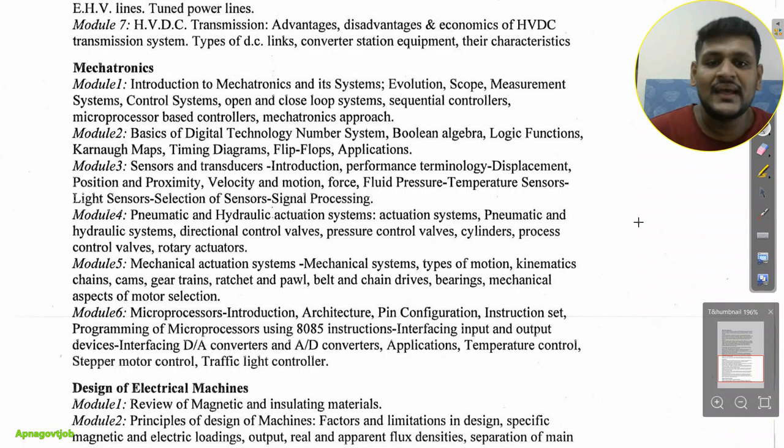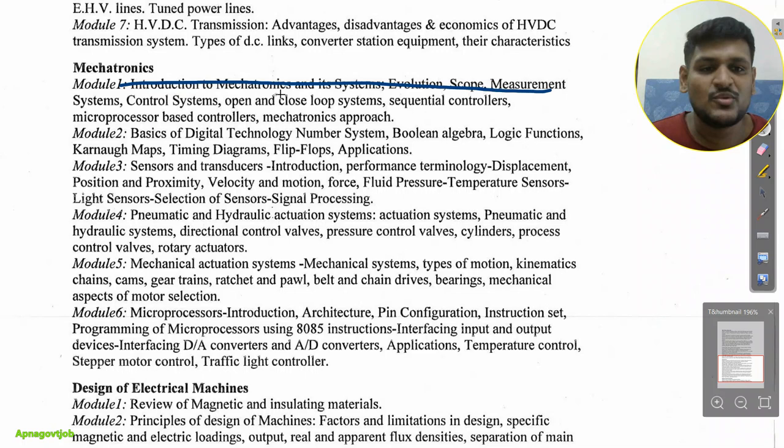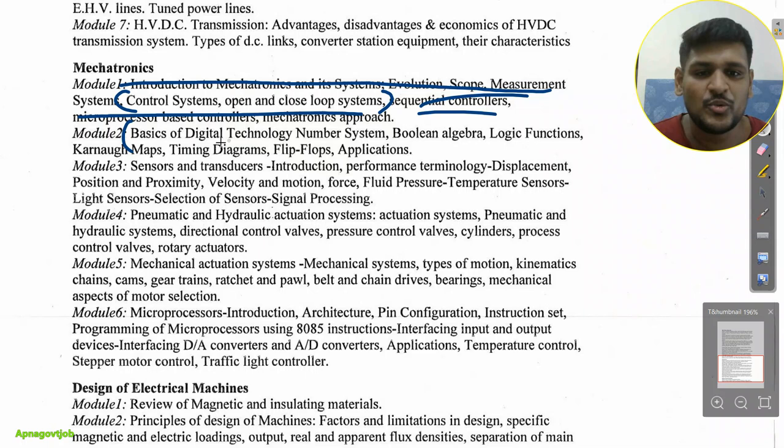Okay, then next we have mechatronics. So again, you can do from here the mechatronic system. Okay, leave this. Control system, open loop, closed loop, you know already, right? This thing you can do. Sequential controller, microprocessor-based controller, you can leave this. Basics of digital technology, we already did in digital electronics, no need to worry, flip flop and everything. Sensors and transducers, already you did in measurement, right? Then just leave this, mechanical option, leave this.